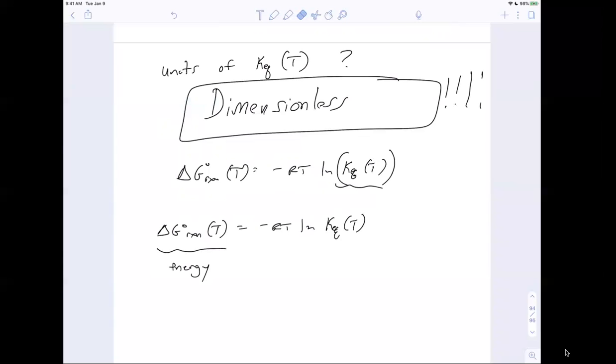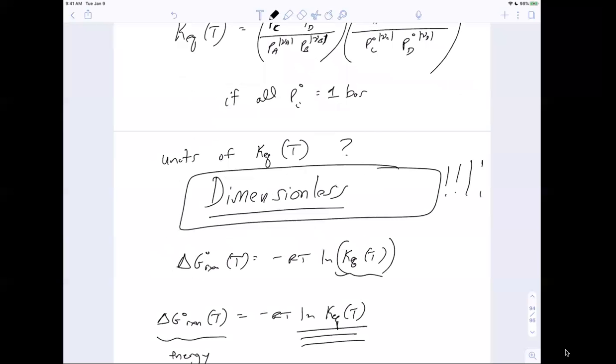On the right hand side, what's going to give us the energy units? It has to be RT, right? Because R is joules per Kelvin, so it's energy per unit Kelvin. We multiply it by T, and we're going to get joules, or energy. And so the two sides have to be equal in terms of their dimensions, and so the log term can't give you any units. So that's another way to justify that. The take-home message here is that K is dimensionless.